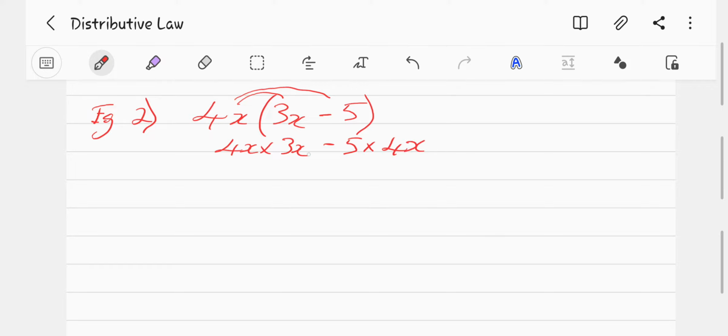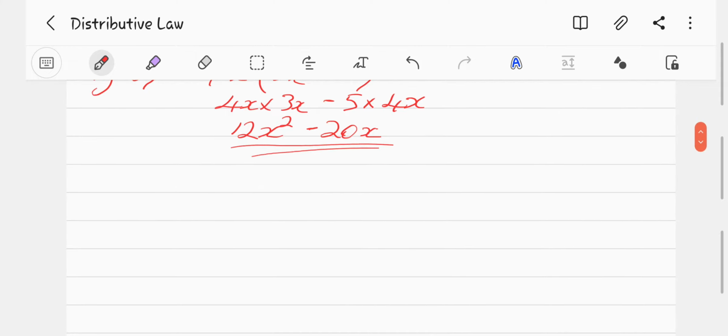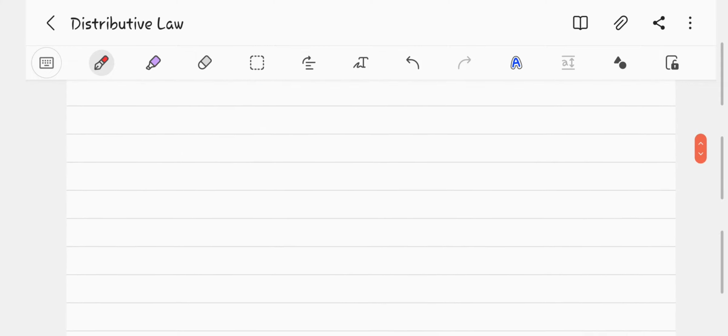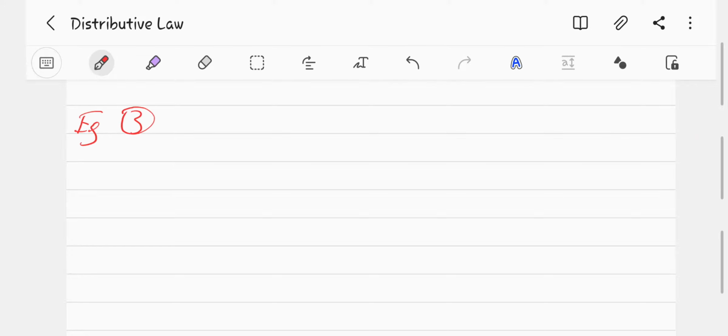So 4x times 3x is going to give us, the 4 times the 3 is going to give us 12, and the x times the x is going to give us x squared. Then minus 5 times 4x will give us minus 20x. And that's our answer.